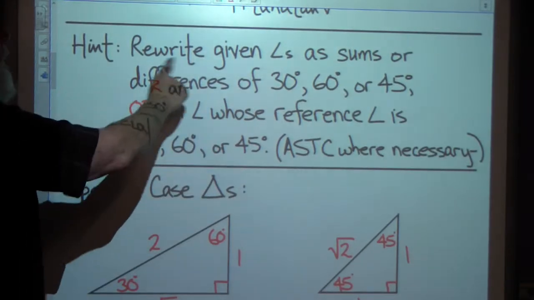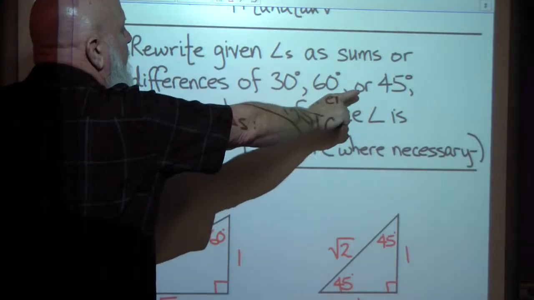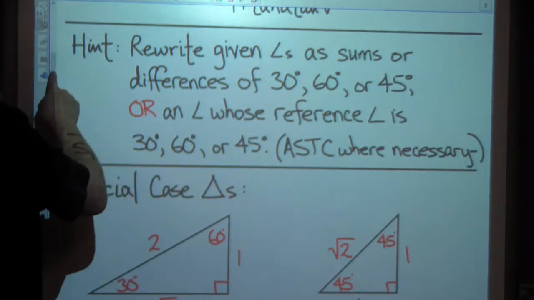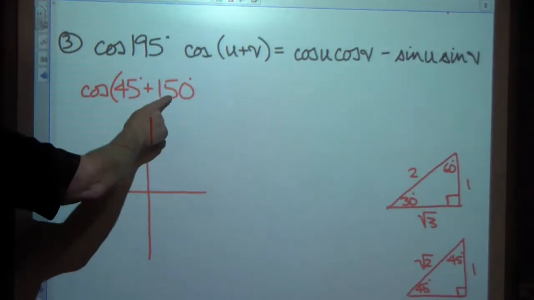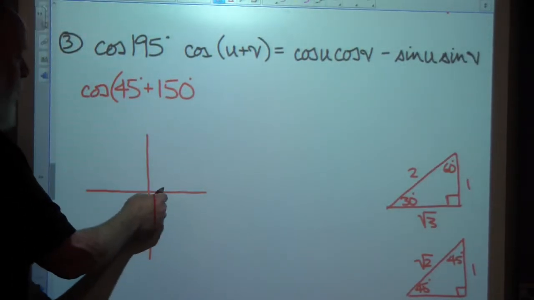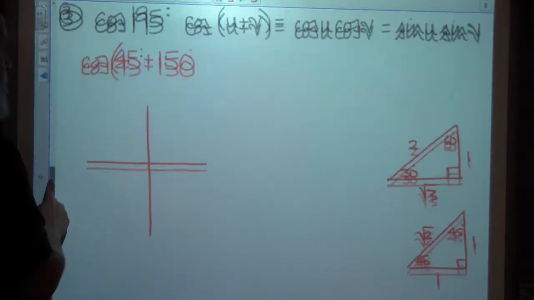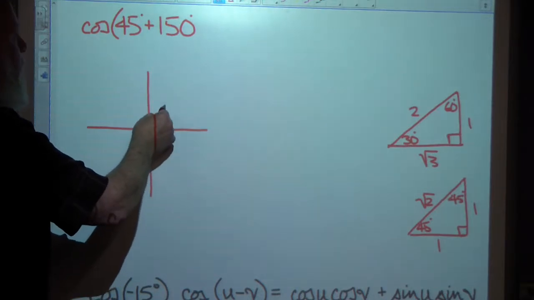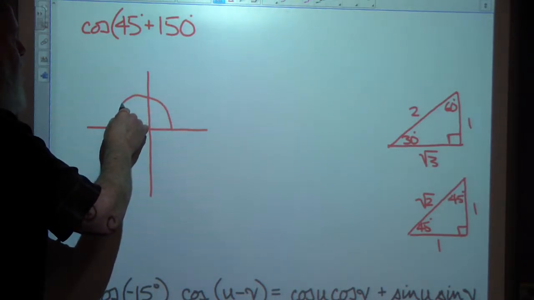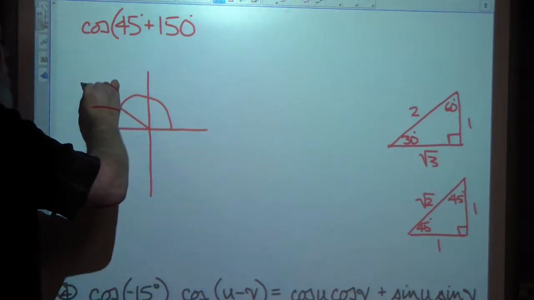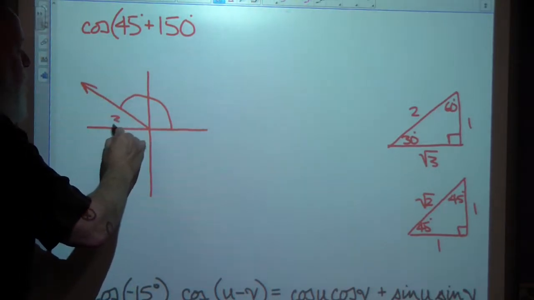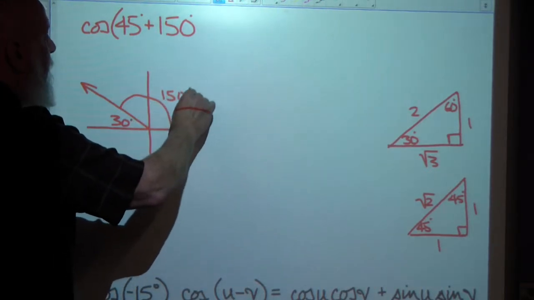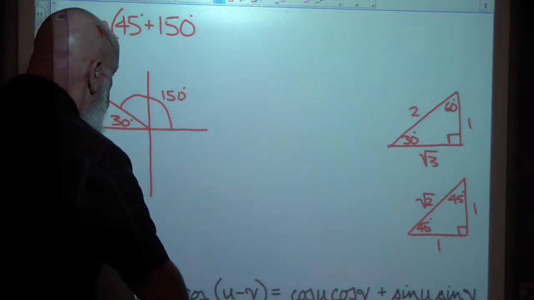The hint, rather: rewrite given angles as the sum or difference of 30, 60, or 45 degrees, or an angle whose reference angle is 30, 60, or 45 degrees. So I'm going to find this reference angle and see if it's 30, 60, or 45 degrees. If it isn't, I can't use the formula I'm using within the context of what we're doing today. So here's 150 degrees, which gives me a reference angle of 30. It's 150, so I'm in quadrant 2.